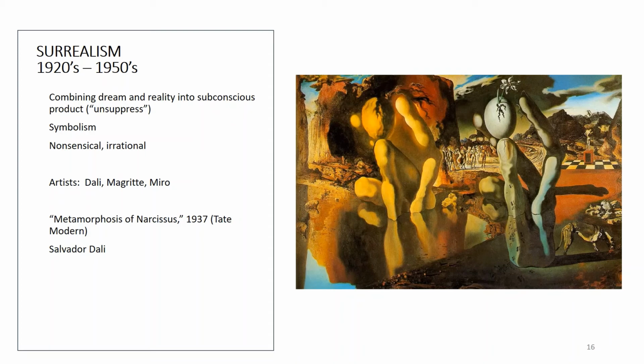This one is called Metamorphosis of Narcissus. It was done in 1937 by Salvador Dali and hangs at the Tate Modern. And I can't even begin to tell you what's happening in this picture, so you'll have to create your own narrative here.